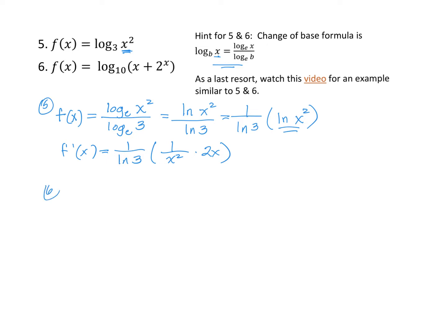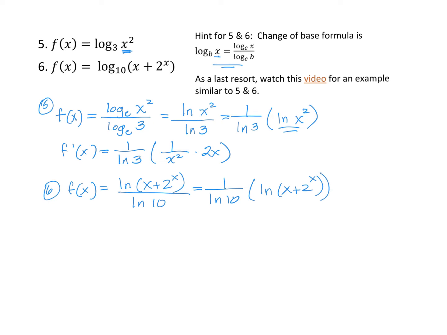How about number 6? f of x equals, I'm not going to write it with log base e, I'll just write ln. So what we have is ln of (x plus 2 to the x) all over ln 10. And like I did on the last one, I'm going to pull the 1 over ln 10 out front because it's just a constant. And then I have ln of (x plus 2 to the x). And so I can take the derivative at this point.